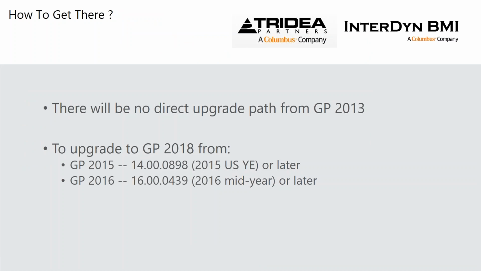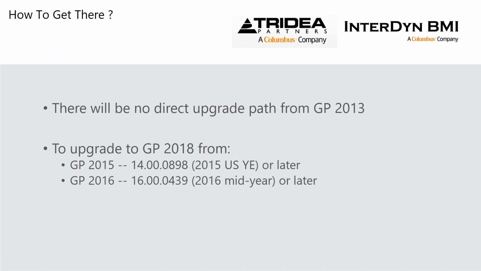So, well, how do we get there? If you're on GP 2013, you can't go direct. Most of you know, if you've been on the software, you can't skip a version. If you're too far back, you can't skip too many versions. And so you would have to go from 13 to something else, 15, 16, and then on to 18.